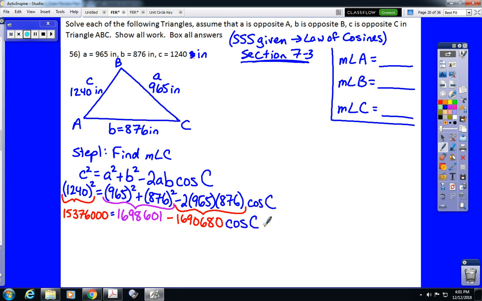Now, essentially what we have here is a two-step equation. We're going to have to subtract this purple number, divide by this red number, and then take the inverse cosine to get C by itself. So our first step here is to subtract 1,698,601 from each side.